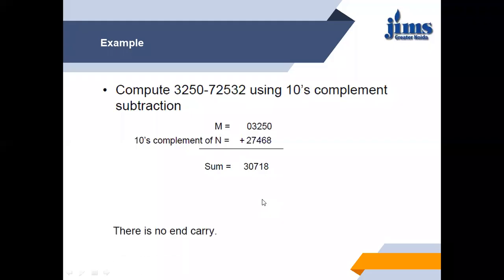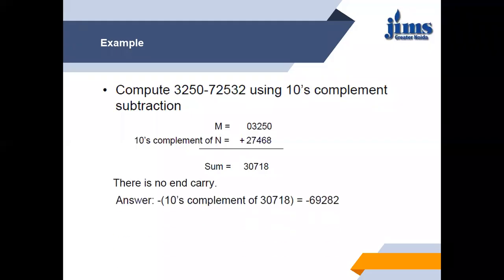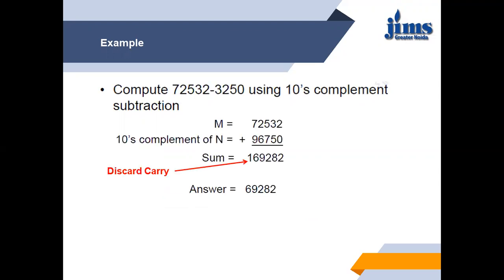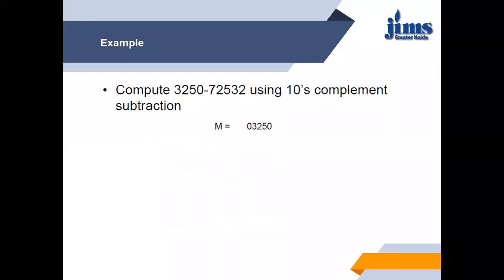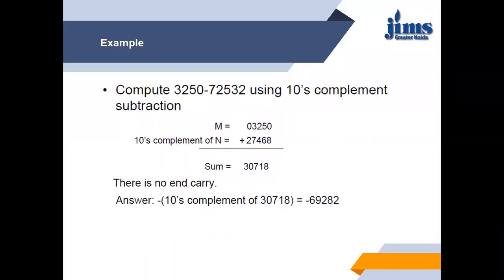So there is no end carry, so we take the tens complement of this number. First I calculate the nines complement: 9 minus 8, 1, 8, 2, 9, 6, and adding 1, it will be 28269. Here we can see that the answer is the same in both cases, 69282, and again in this case 69282. The difference is that the answer will be negative because n is greater than m.